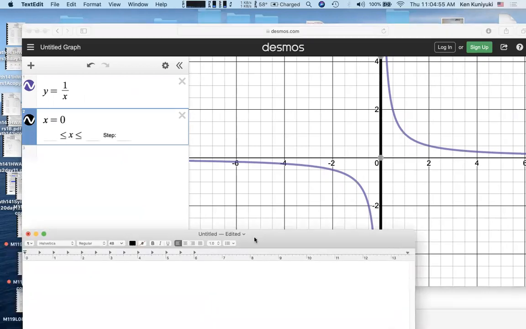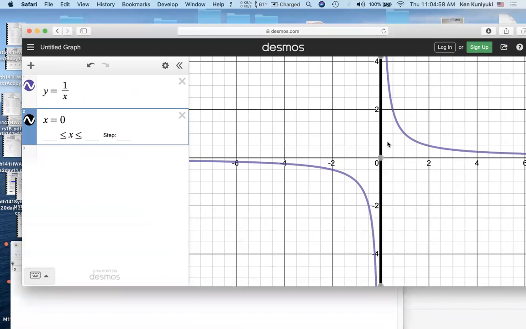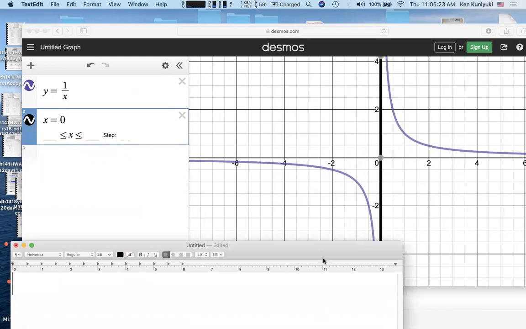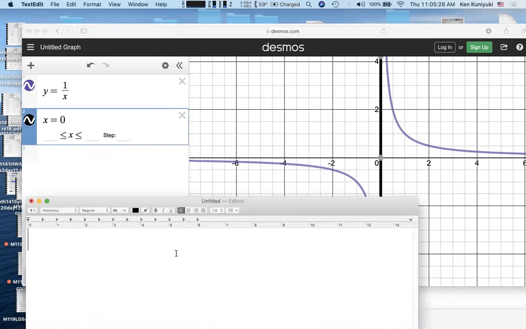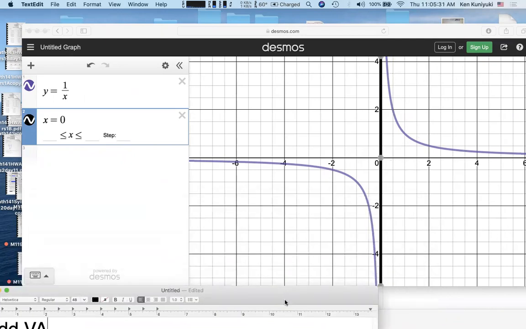And in this case here, as x approaches 0 from the right, this branch has y approaching positive infinity, and as x approaches 0 from the left, the y approaches negative infinity. So notice that the two branches are going in opposite directions. Split infinities, split directions. For that reason, we call this asymptote, the y-axis here, an odd VA, because you have these split behaviors around the asymptote.